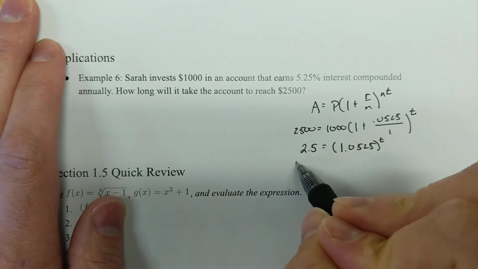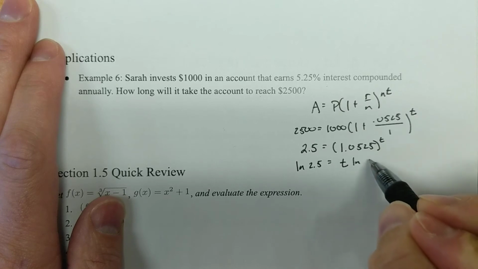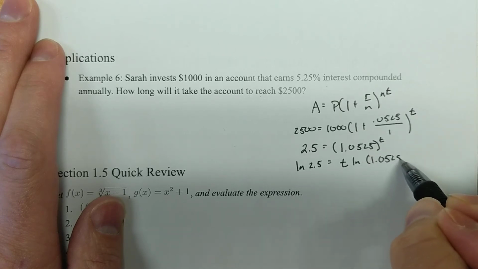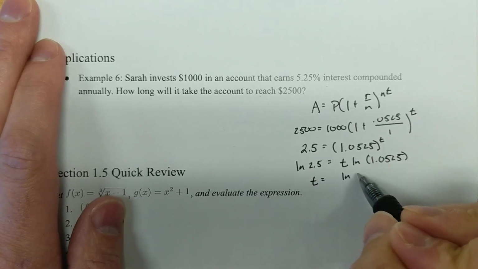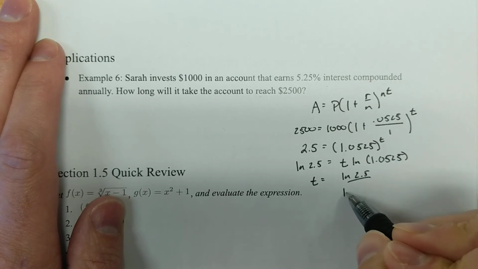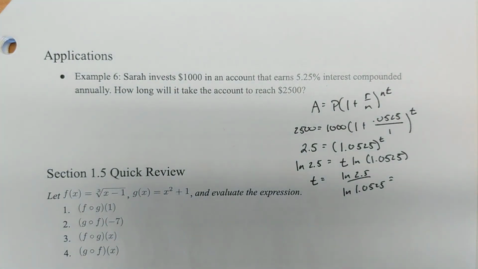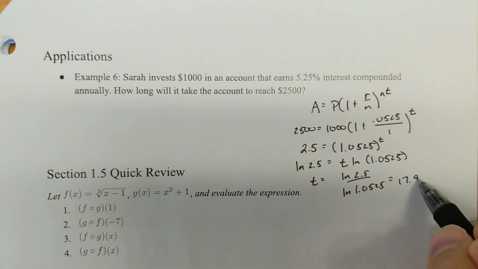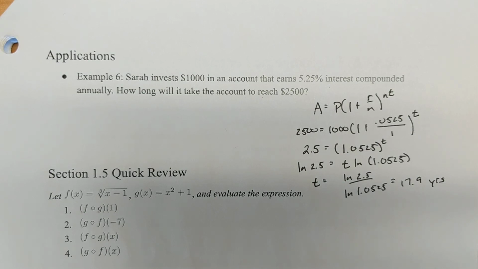So to get that out, I need to take the natural log. You could use the common log, I just prefer to use natural log. Now when you do this on the right, the t comes out front because it's the power rule. So then t is equal to the natural log of 2.5 divided by the natural log of 1.0525, and that just goes in our calculator. The natural log of 2.5 divided by the natural log of 1.0525 is 17.9 years. So almost 18 years to get from 1,000 to 2,500. And that is the end of this section.